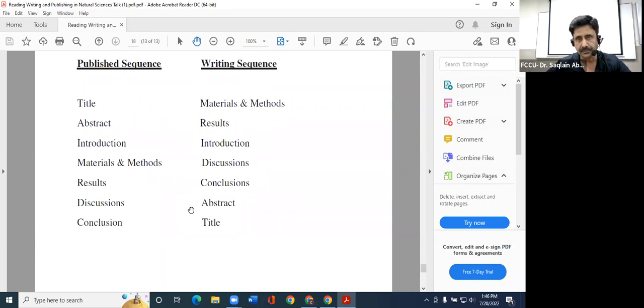That comes first. After doing that, the next easiest thing available to you is the results. You start writing your results. Once you have written your results, the next section that I prefer writing is the introduction. Now I write the introduction, and after results, you can also include discussions. It is also okay.